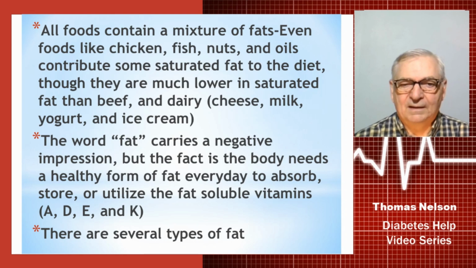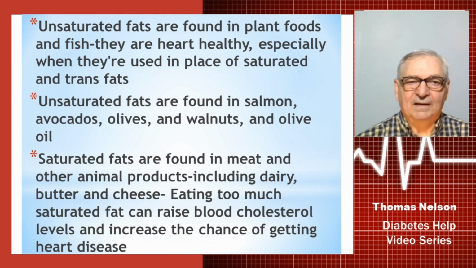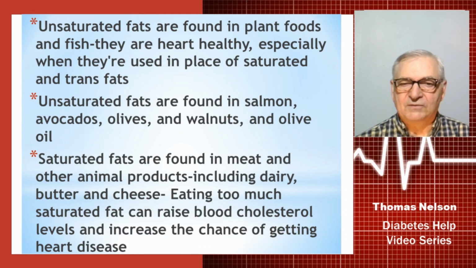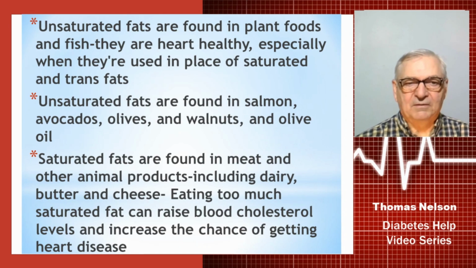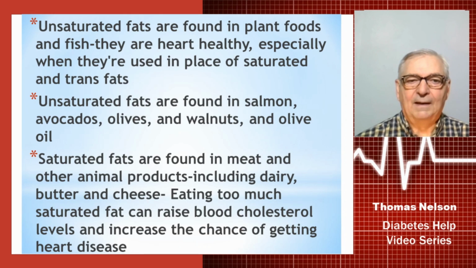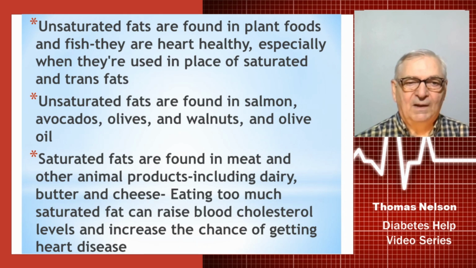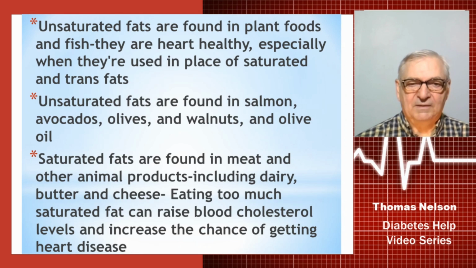So there are, again, several types of fat. The unsaturated fats are found in plant foods, and they are also found in fish. They're heart healthy, especially when they're used in place of saturated or trans fats. Unsaturated fats are found in salmon, avocados, olives or olive oil, and walnuts, just to name a few. Saturated fats are found in meat and other animal products, especially in dairy, butter, and cheese.